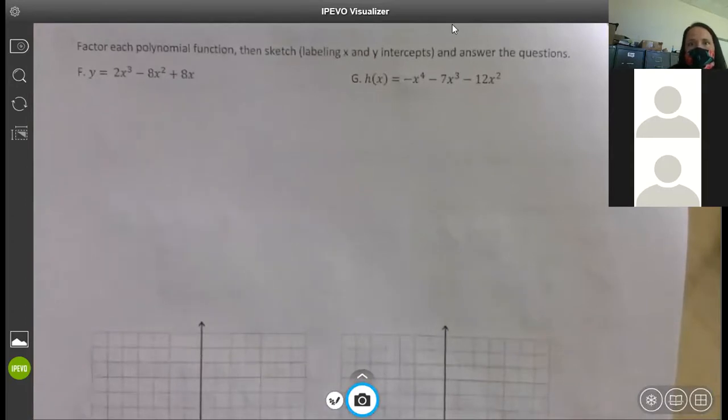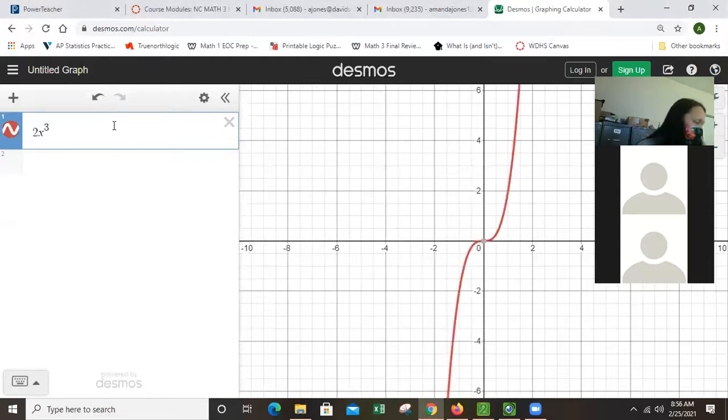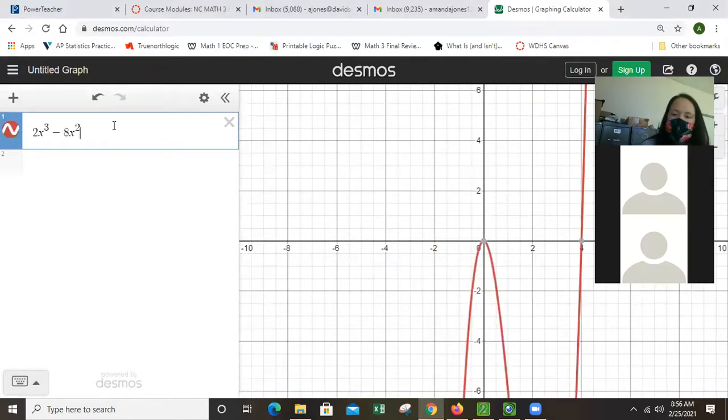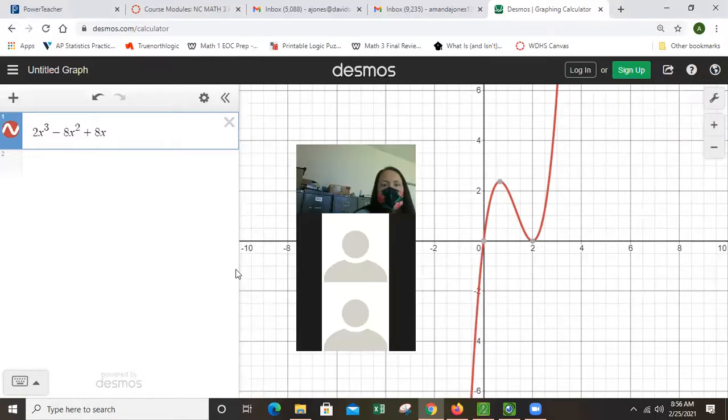Let me do this. Stop sharing. Let me open Desmos for you so you can see it. This is why we're not doing the graphing notes, because you guys can just put them into Desmos. So now I'm going to share my screen. This one is 2x to the third minus 8x squared plus 8x. So you guys can see the graph. Let me move us out of the way.